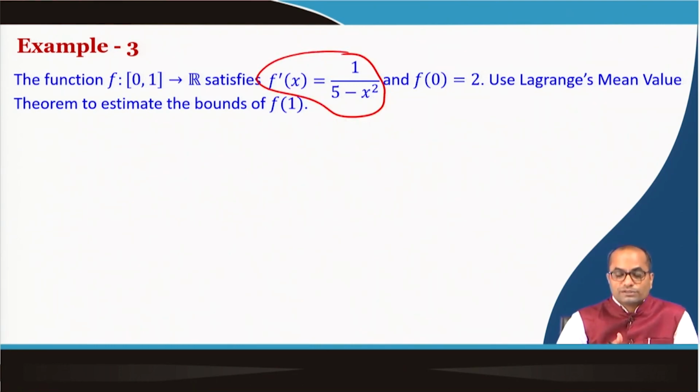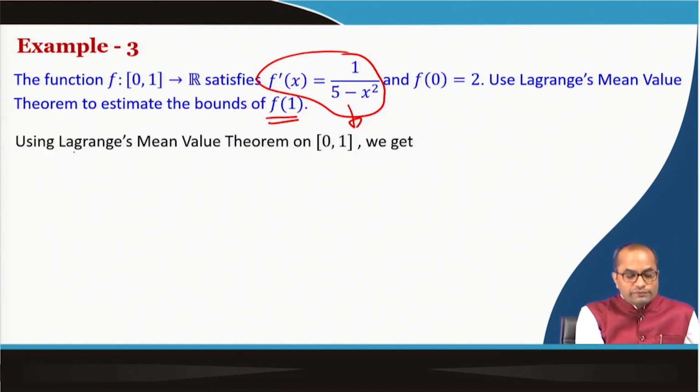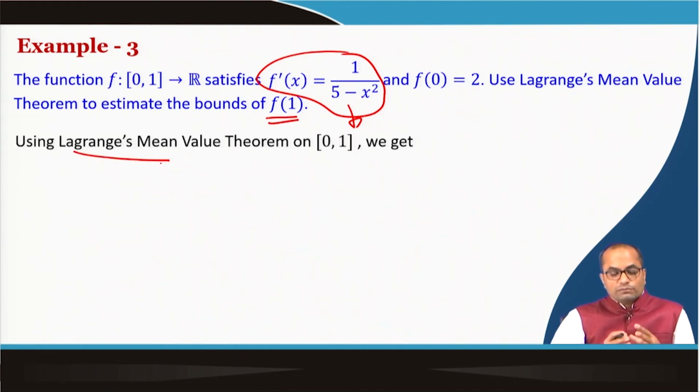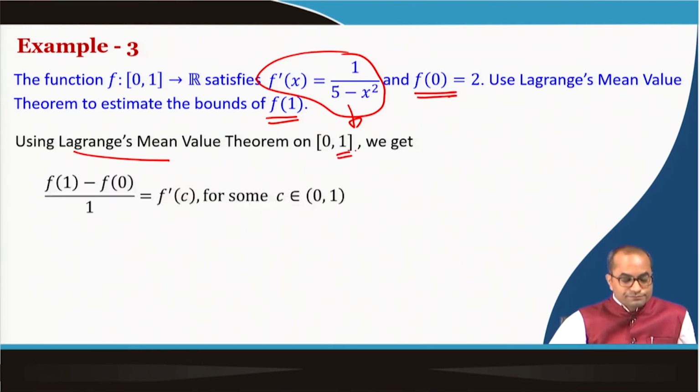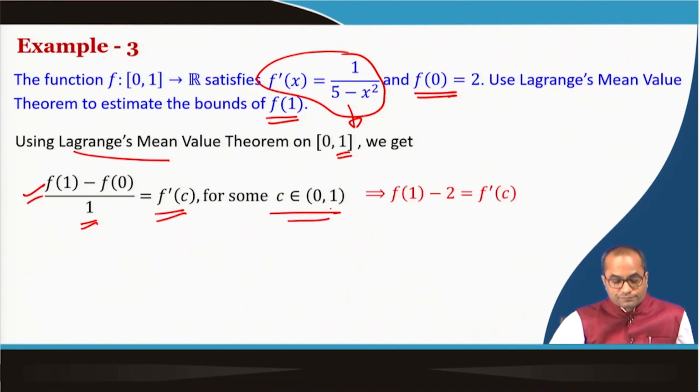Earlier problem it was given that the derivative is bounded by 1. Here we have to see the lower bound and the upper bound for this derivative, and with the help of this at least we can find the bound of f1. So, we need to apply the Lagrange mean value theorem on this interval 0 to 1. The 0 value is given and 1 we will estimate. So, we have f1 minus f0 over 1 is equal to f prime at c for some c in 0 to 1.